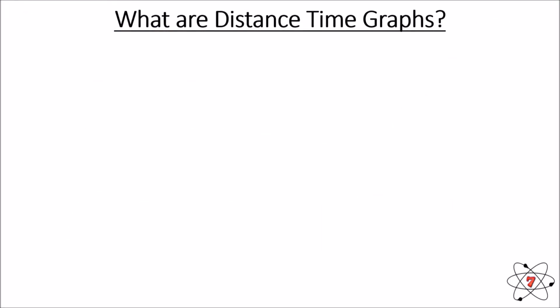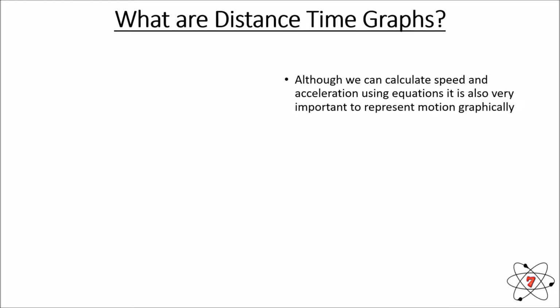So the first thing we need to understand is what do we mean by a distance time graph? Essentially, a distance time graph is a way of representing the motion of an object graphically or visually. Although we can use equations and calculations to work things out, it's often very important to show how an object moves with a graph.